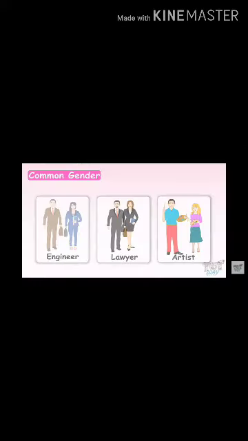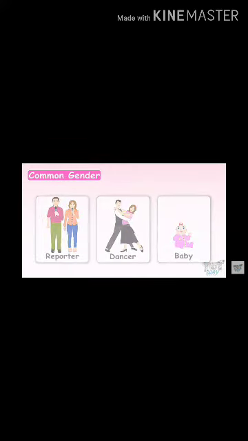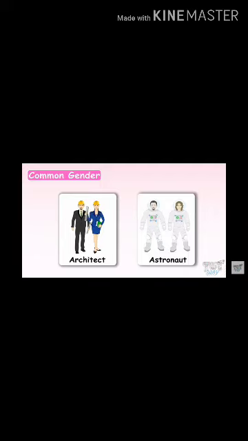Now here you can see some more examples of common gender: engineer, lawyer, artist, reporter, dancer, baby. I told you child; baby also is a common gender. Baby is used for both male and female. Here are some more common genders: architect, astronaut.